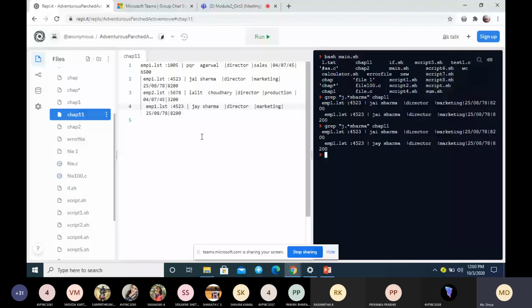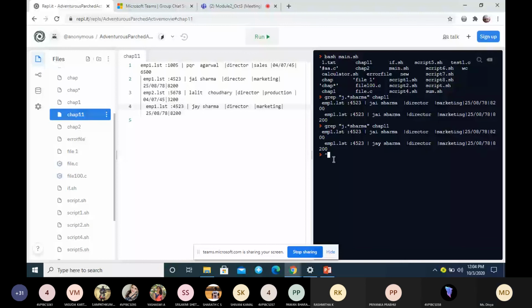Next one is specifying pattern location. For that, we are going to discuss two characters. One is the caret symbol, that is this one. This symbol is called caret. This caret symbol will match at the beginning of the line, and this is one more, that is dollar. So dollar means it is matching for the end of the line.